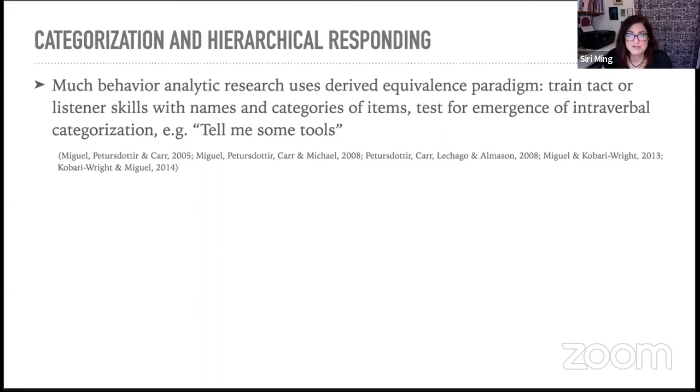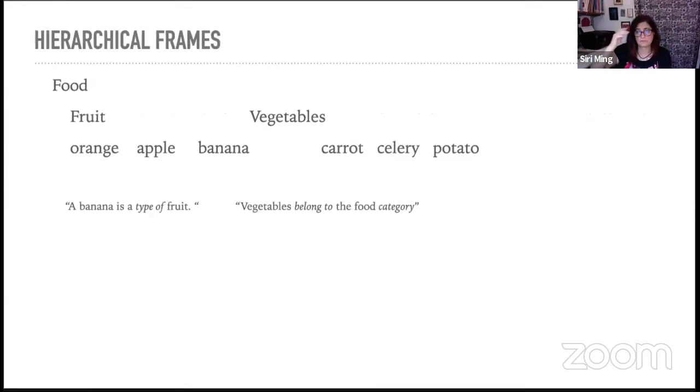And it is just the first step of categorization, because when we look at true categorization, we are looking at hierarchical framing, right? A fruit is a type of food and a banana is a type of fruit, but not all food are bananas and not all fruit are bananas. And so hierarchical framing and true categorization involves being able to respond to classes as being contained within other classes.